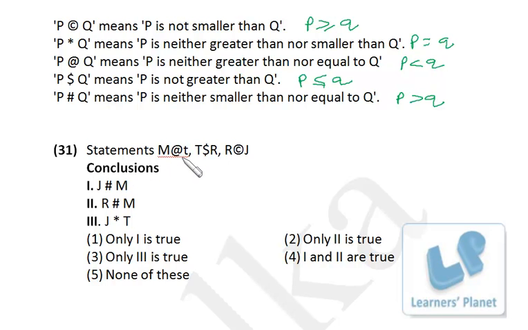Let's take the statement M at the rate T, that means M is less than T. T dollar R means T is less than or equal to R, and R C J means R is greater than or equal to J.